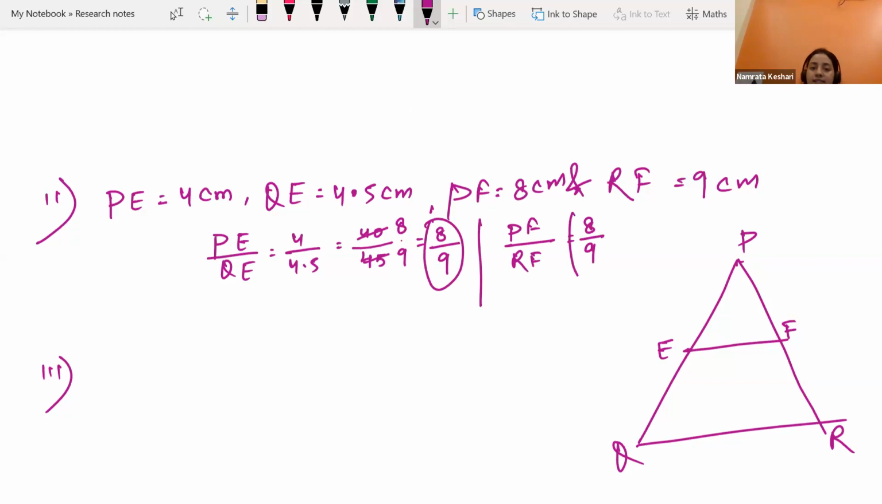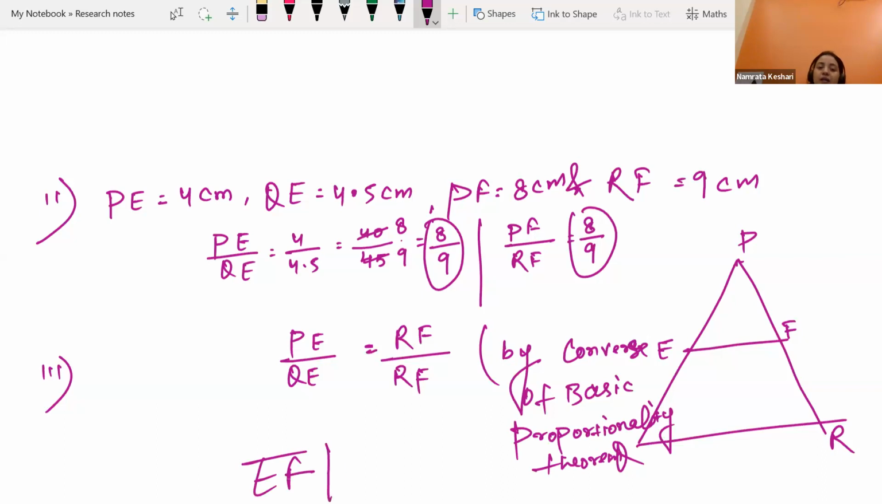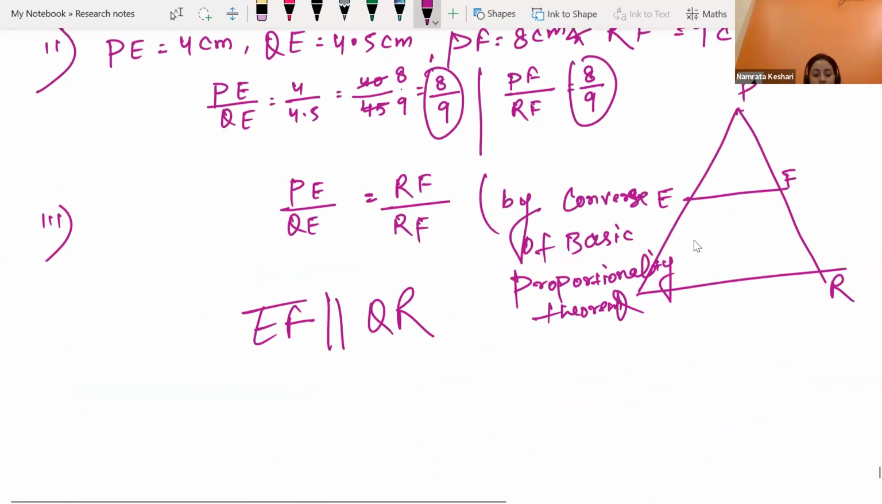If both these ratios came the same, PE by QE is equal to PF by RF, then by the converse of the basic proportionality theorem, this line EF must be parallel to QR. Is it crystal clear to all of you? Okay, let's do the next one.